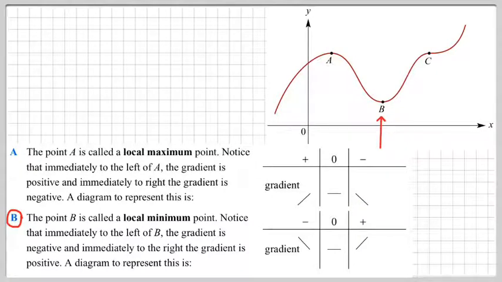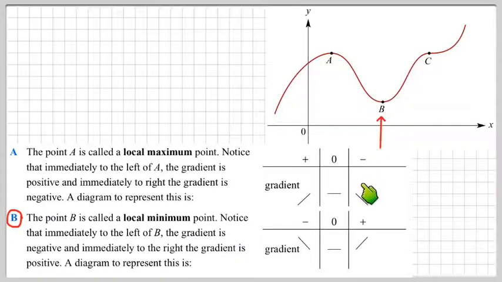Now, this is a local minimum at point B. At point B we have a local minimum. So again, notice that immediately to the left of B, the gradient is negative, as opposed to the maximum where it was positive. And to the right of B, the gradient is positive, as opposed to the local maximum where it was negative. So it's a reverse situation, okay?